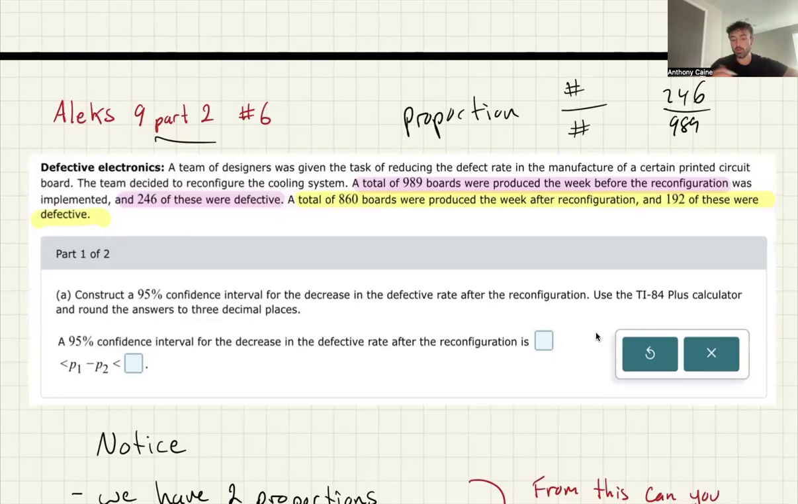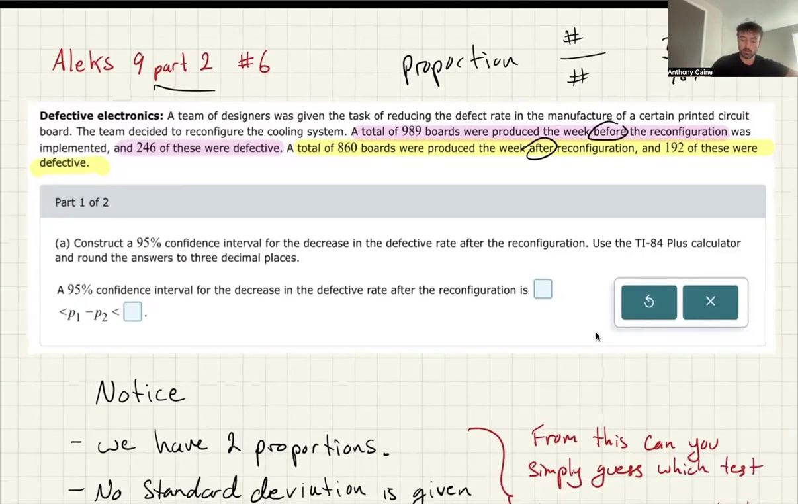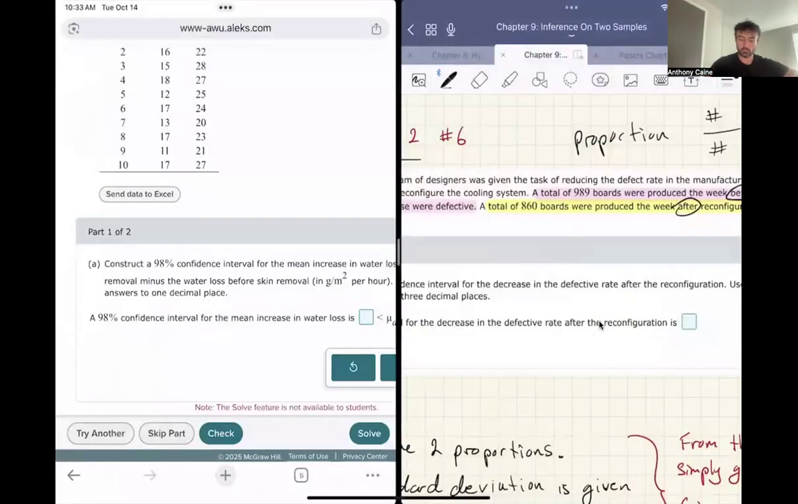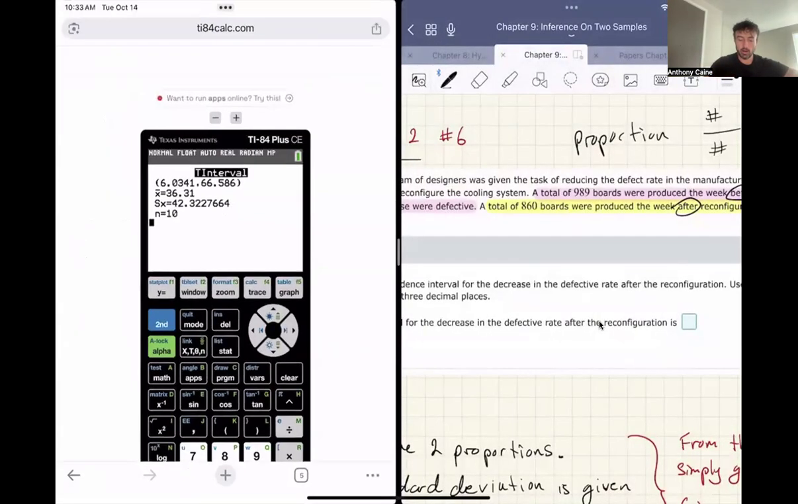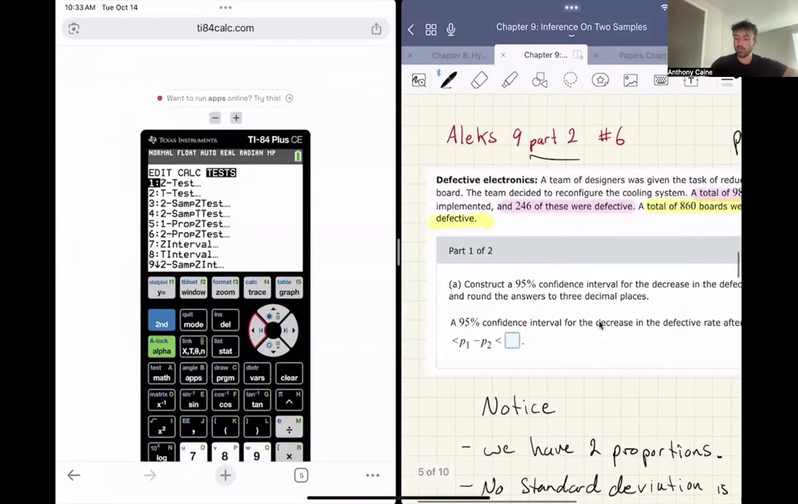We have two different population proportions: before reconfiguration, and after reconfiguration. And we want to know, did we improve these circuit boards? So let's go over here. Any calculator will do. Stats, is there a test where, okay, it wants an interval. This problem wants an interval, and we have two proportions. I better find something in this list that says two prop, and it has the phrase int. Intervals are in the second half, more or less. So we go down: two samp, one prop, two prop z int. That's the one we want.